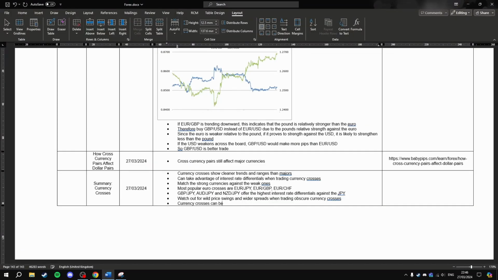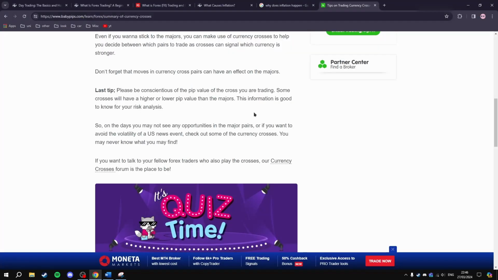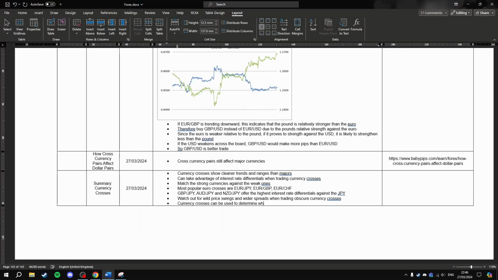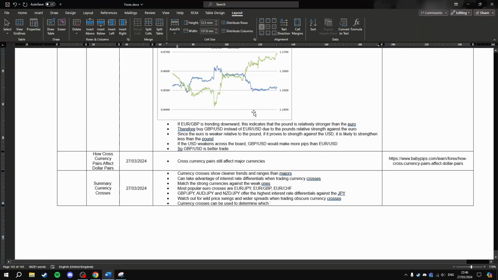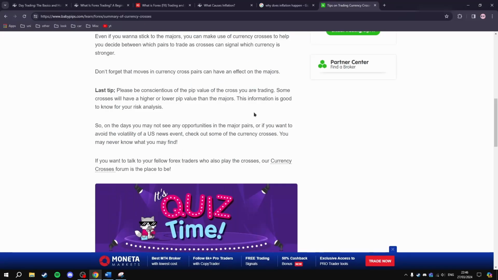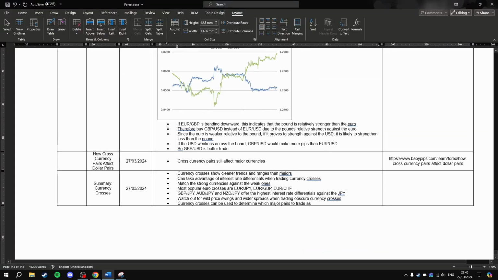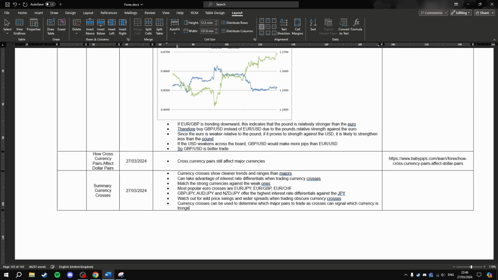Crosses can be used to determine which major pairs to trade, as crosses can signal which currency is stronger.